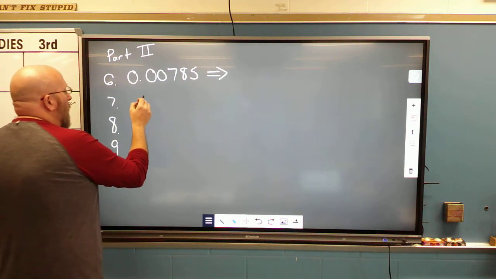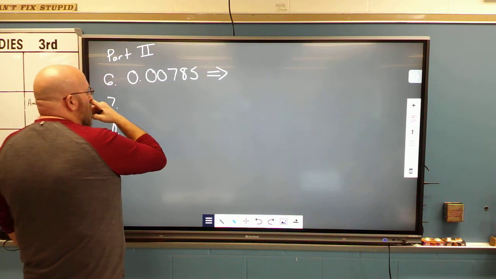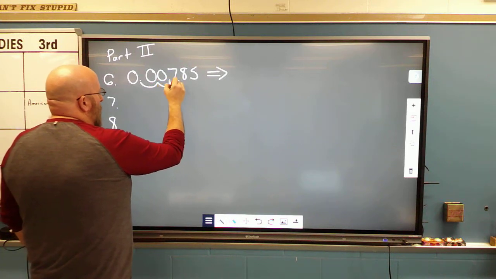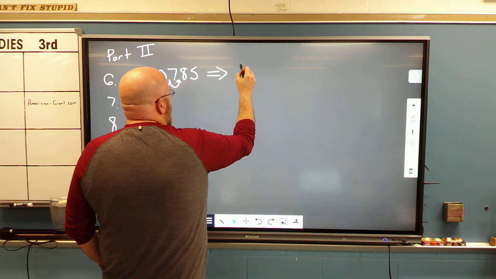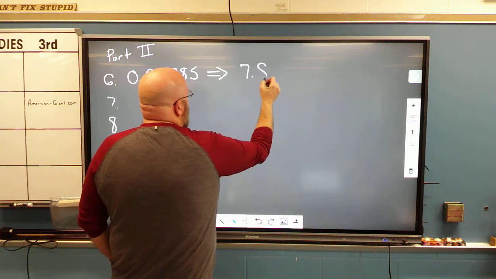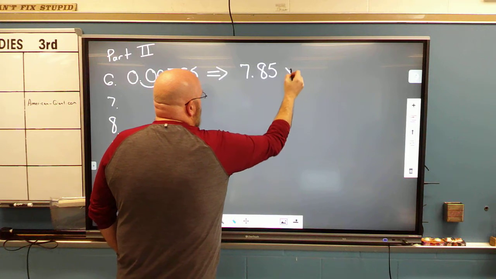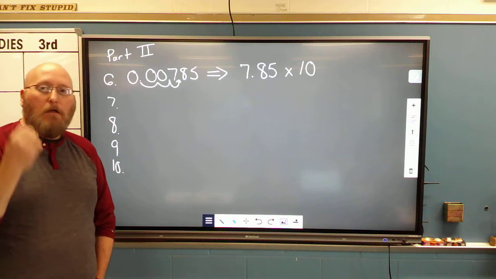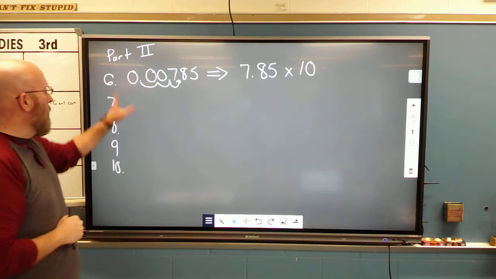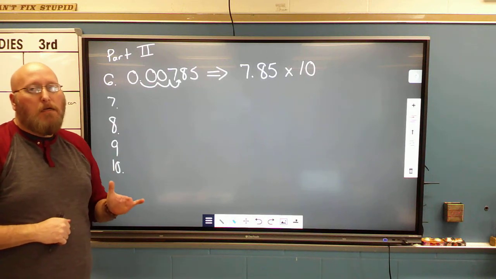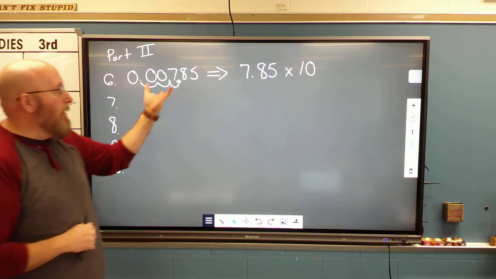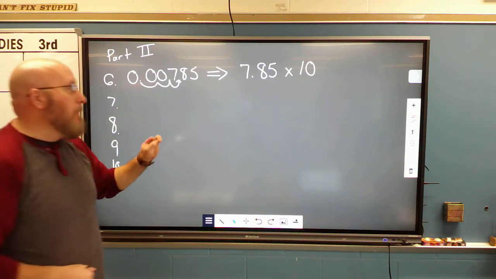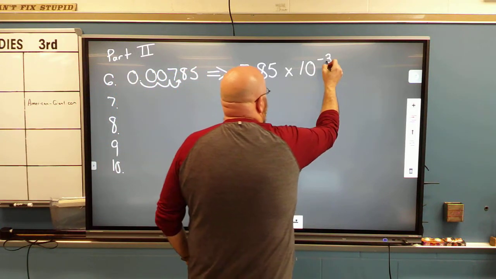Well, we take where our decimal point is, and we have to move it to where there's only one number to the left. 1, 2, 3. So I'll put this number 7.85 times 10. And how many places did we move our decimal? Well, obviously 3. But you'll notice, this number is less than 1. So my exponent should be a negative number because this number is less than 1. So that's going to make it -3. Okay?